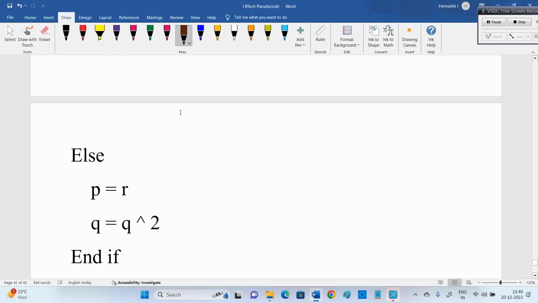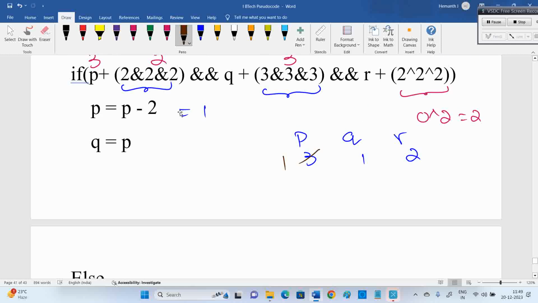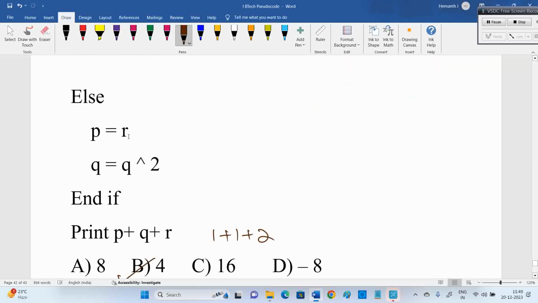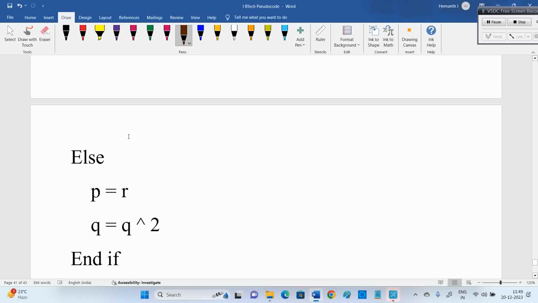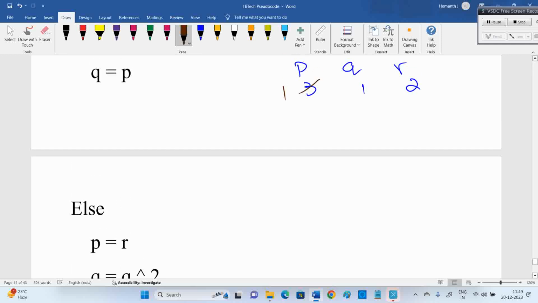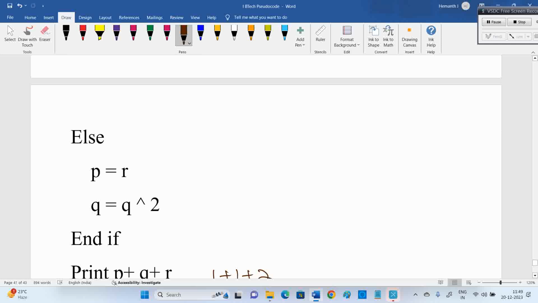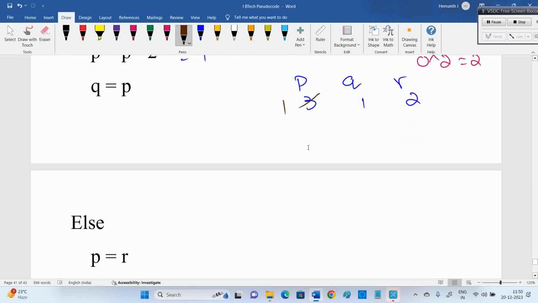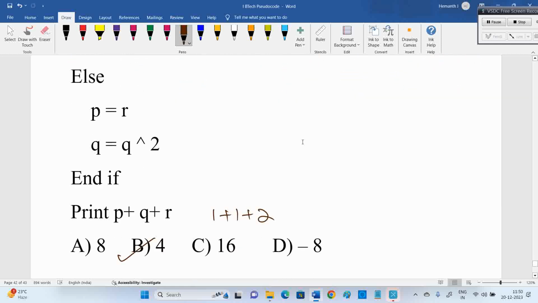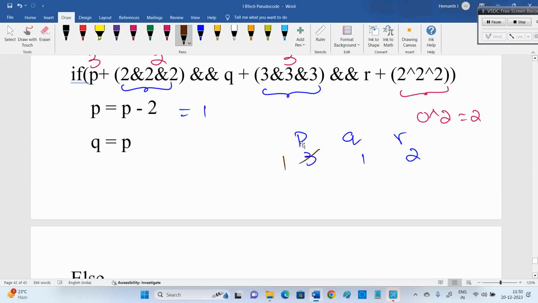Okay, what else I'll tell you, already I mentioned, if you don't know about that condition operator and all, first do this: P and Q, output is 4. The other one, let's say you are doing this one directly. P equal to R means P will become 2, okay, and Q XOR 2, Q is nothing but 1, 1 means 0, 1, 1, 0, we'll get 3. Q will become 3, P is 2, 2 plus 3 plus 2, 7 is not there. So obviously 4.